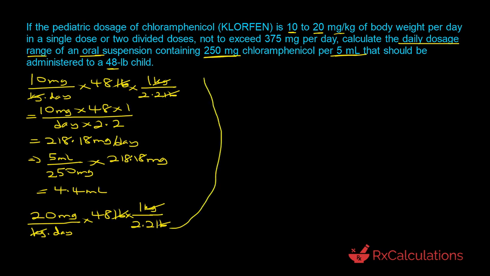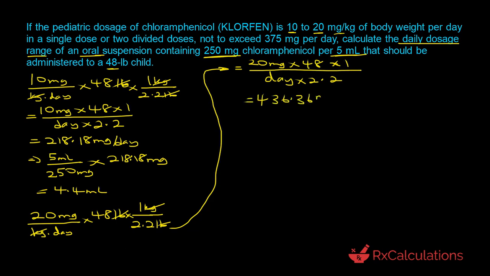So we can now multiply all the terms in the numerator, which would imply that you have 20 milligrams times 48 times 1 divided by day times 2.2. Now this is going to be equal to 436.36 milligrams per day. Now in principle at this point you want to go ahead and convert the weight in milligrams to the amount in milliliters, but we need to do a quick analysis.